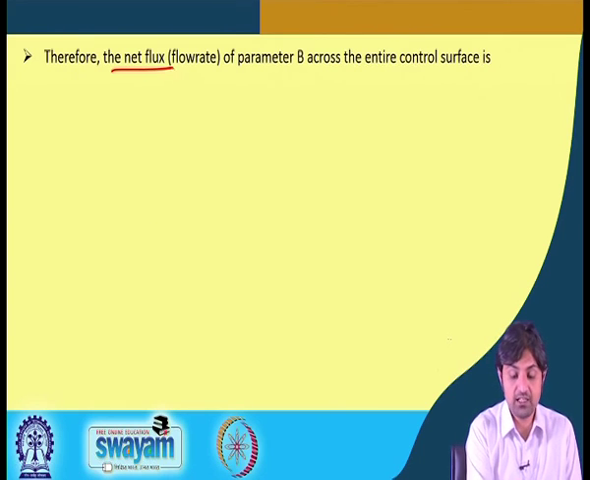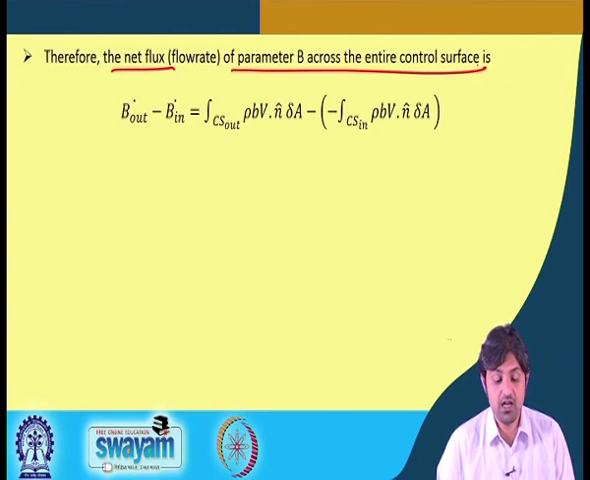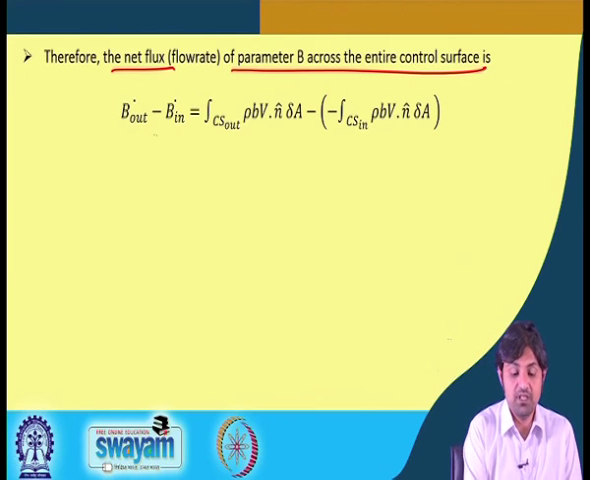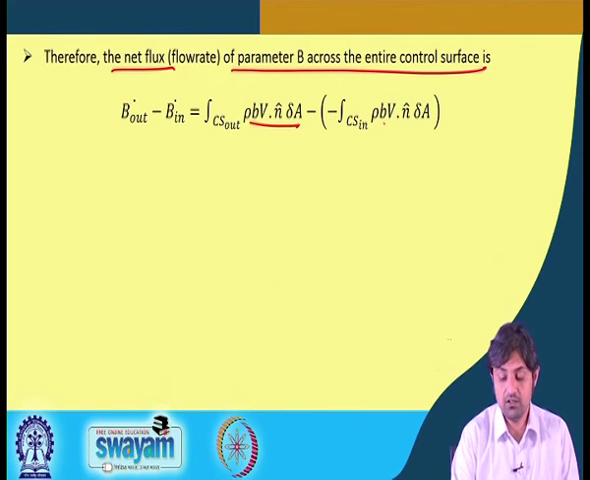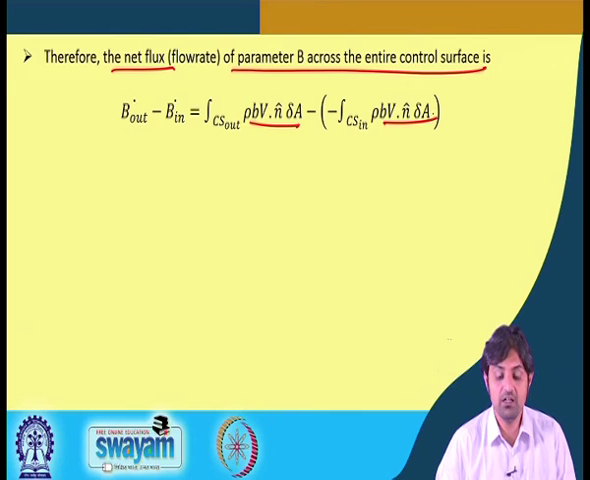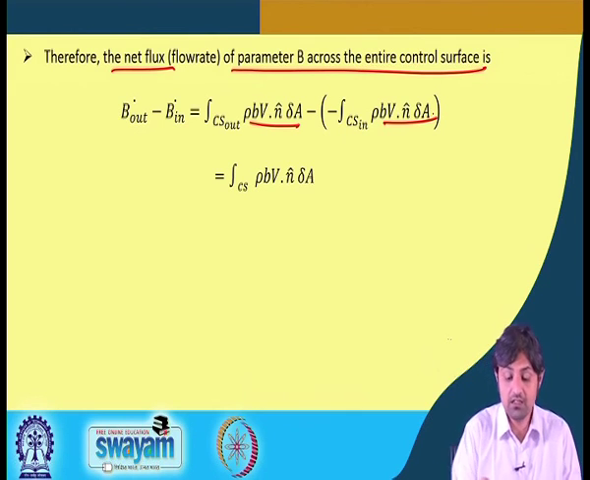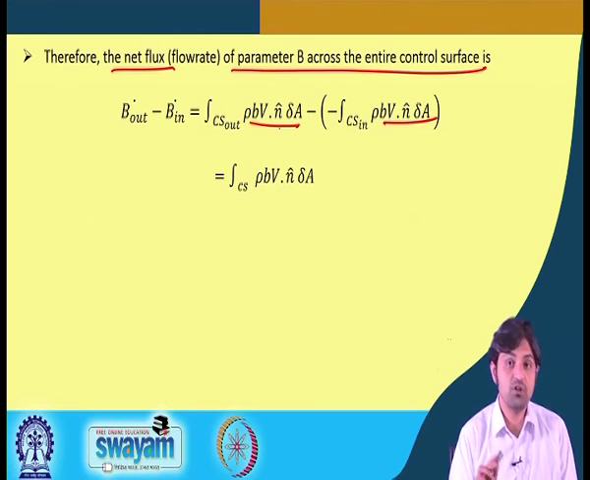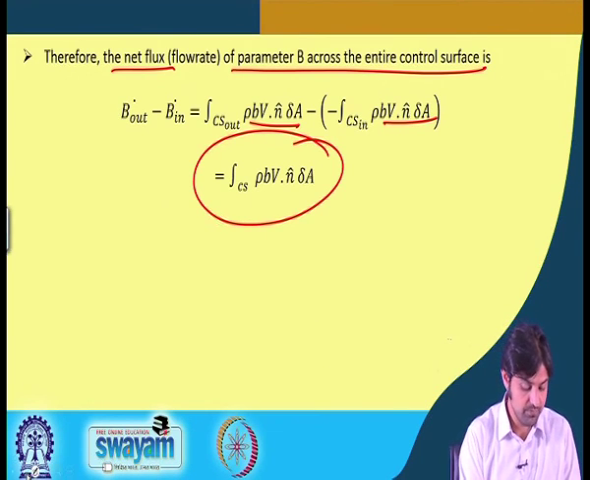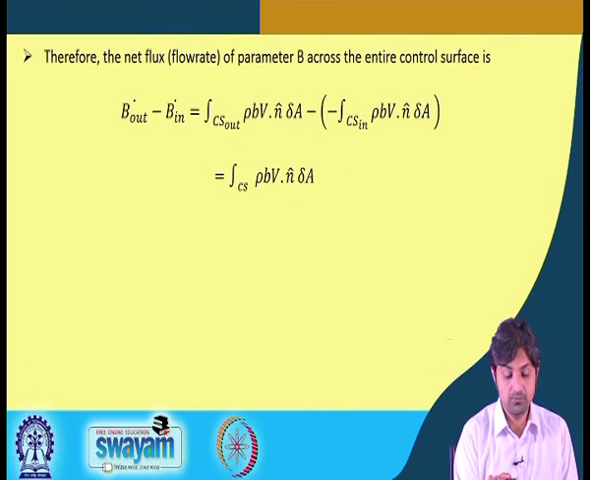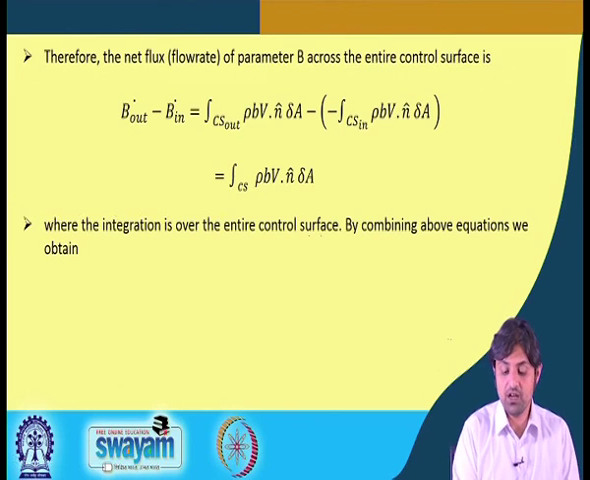Therefore, the net flux of the parameter B across the entire control surface can be written as B out minus B in, which is equal to the integral over CS out of rho B V dot n dA. Almost the same expression, just the cross sections are different. Or we can also write it over the entire control surface, because at other places this component is 0. There is only a contribution at outflow and inflow, which can be taken care of by this expression. So, this is where the integration is over the entire control surface.